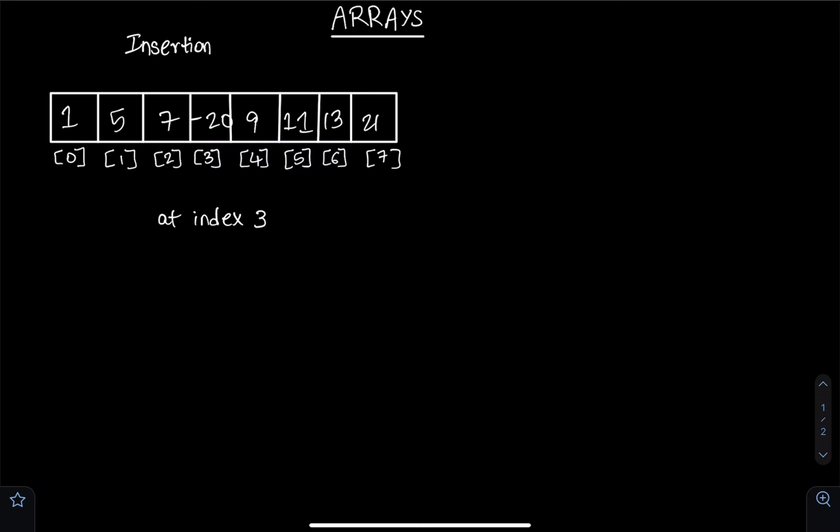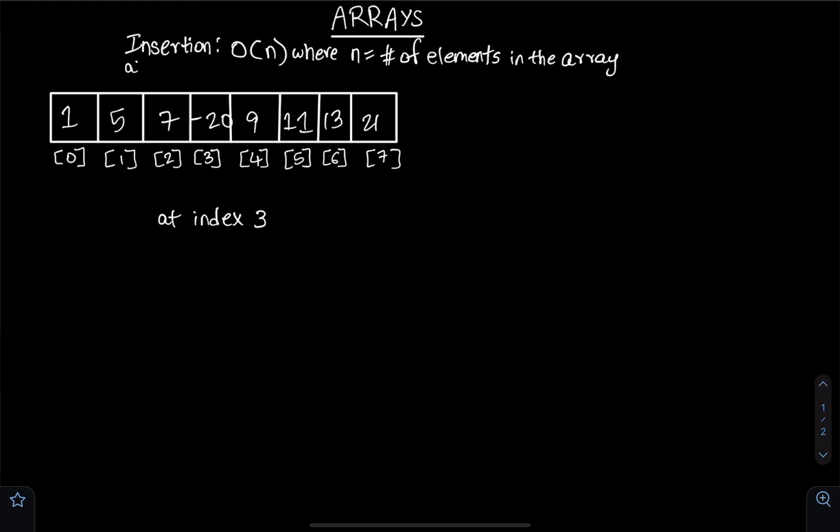So the time complexity of insertion for arrays is big O of n, where n equals the number of elements in the array. That is basically how we are determining the time complexity. That's insertion at the beginning or the middle.